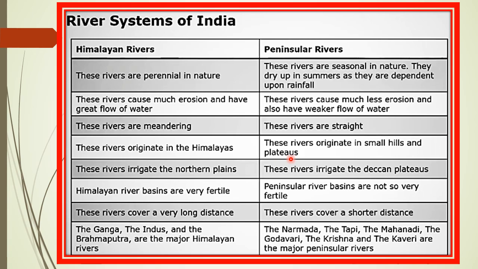Now the Himalayan rivers have to cover a long distance when they travel right from the source to the mouth. These rivers have to cover a shorter distance. Now the major Himalayan rivers, as I told you, are Ganga, Indus and Brahmaputra, and the major peninsular rivers are Narbada, Tapi, Mahanadi, Godavari, Krishna and Kaveri.